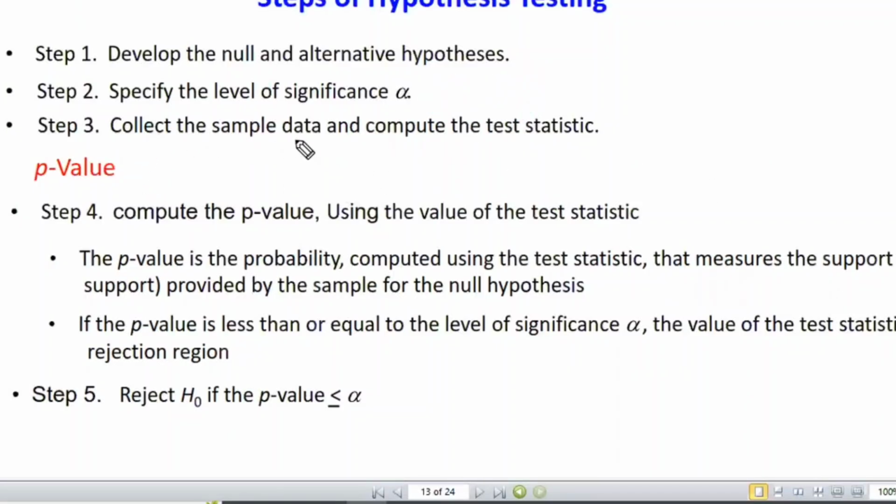And next you will collect the sample data and calculate the test statistic value, and based on that accept or reject the null hypothesis. If you write the points, I will explain with examples. Write the points. If you are a lazy fellow, take the photo. Non-lazy fellow, write the notes. Choice is yours.